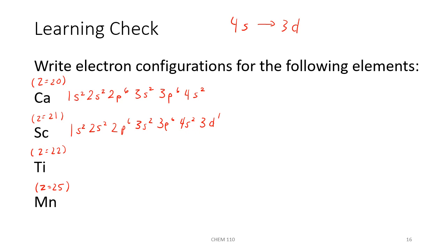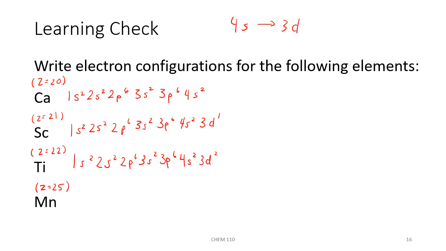So moving on to titanium now, number 22, that means our next 22nd electron is going to go in the 3d orbital as well. So our configuration here is going to look pretty much the same until the very end. 1s2, 2s2, 2p6, 3s2, 3p6, and then we fill 4s2 and 3d2. So 2 electrons in the d subshell for titanium.